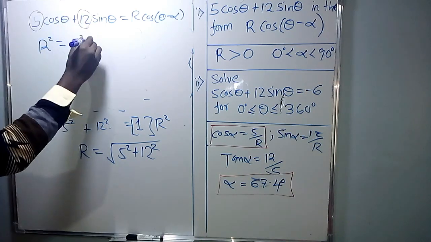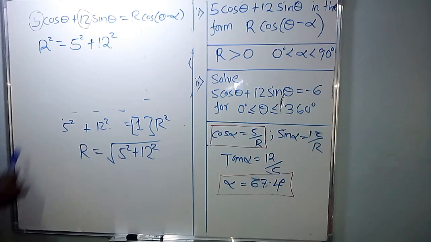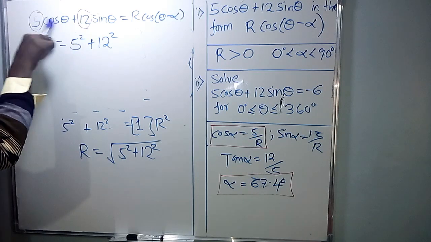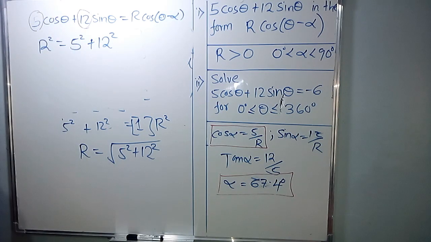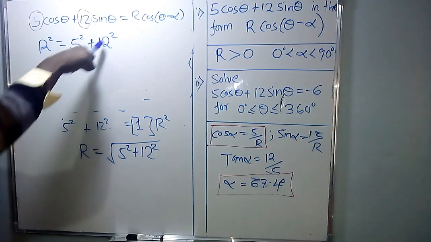What matters are these coefficients of the cos and the sine of the compound angle. You simply take the Pythagoras theorem for those coefficients. You don't need all that long process I've used for explanation. Have you seen that? So you say r squared is simply 5 squared plus 12 squared.